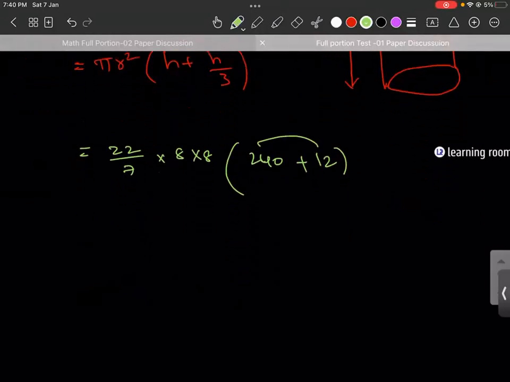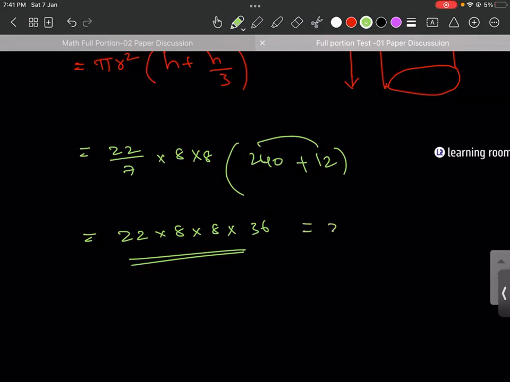Is it getting cancelled with 7? Yes, it'll get cancelled, 36 times. So you get an absolute value, 22 into 64 into 36, which is 5068. Then into 36 into 7.8. It is in terms of centimeter cube.